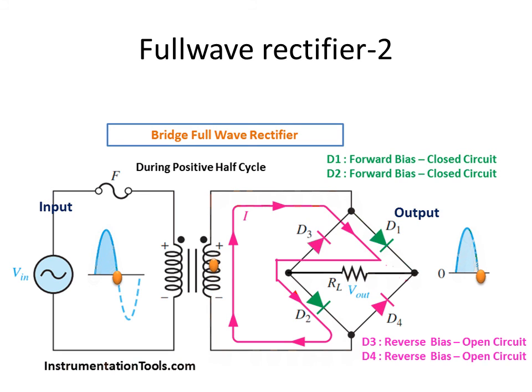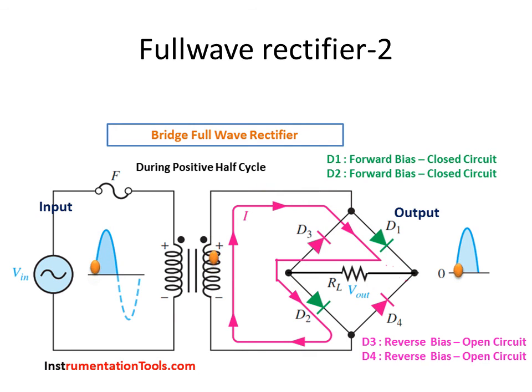Now you can imagine what is going to happen during the negative half cycle. This animation is for the positive half cycle. If you go to the website instrumentationtools.com, you'll be able to get the animation for the negative half cycle. But you can imagine that during the negative cycle, obviously the other 2 diodes are going to conduct and the bottom of the secondary will become positive.